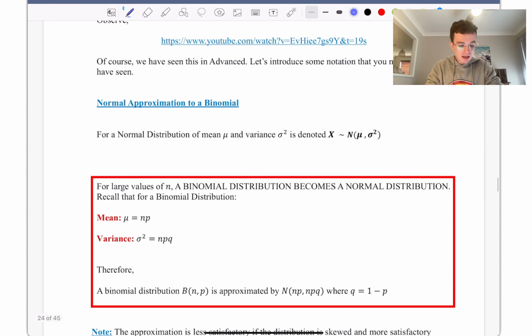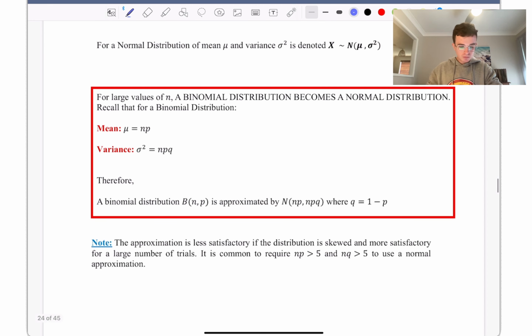So there's a theorem that tells us that for very large values of n, a binomial distribution is approximately a normal distribution. So for a normal distribution of mean mu and variance sigma squared, it's denoted as X belongs to a normal distribution with mean mu, variance sigma squared. So for large values of n, a binomial distribution becomes a normal distribution.